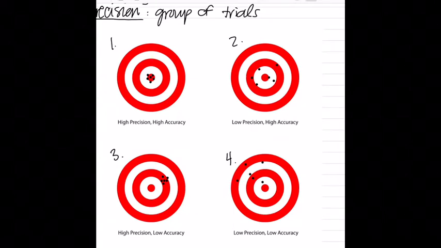High accuracy is going to be hitting the bullseye. Almost every single one of these hit the bullseye dead on. So that means your accuracy is high. Your precision is how they are grouped together, and these are grouped together very closely. So that means I have high precision.